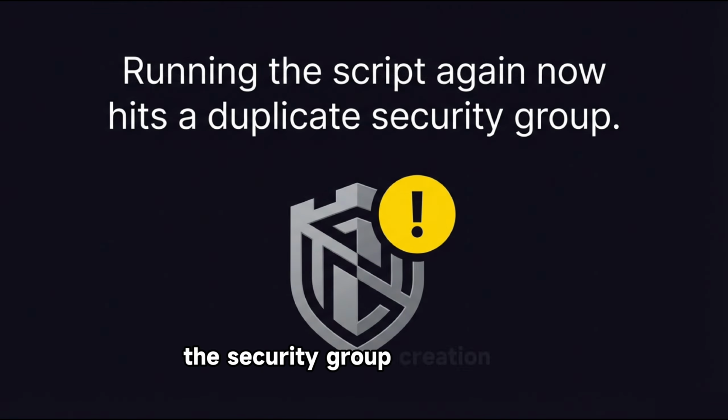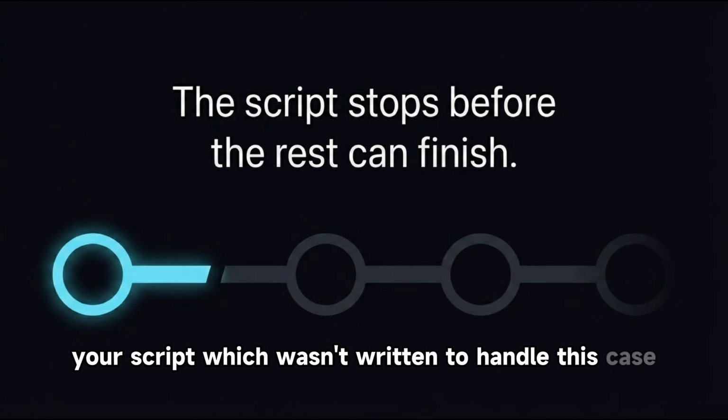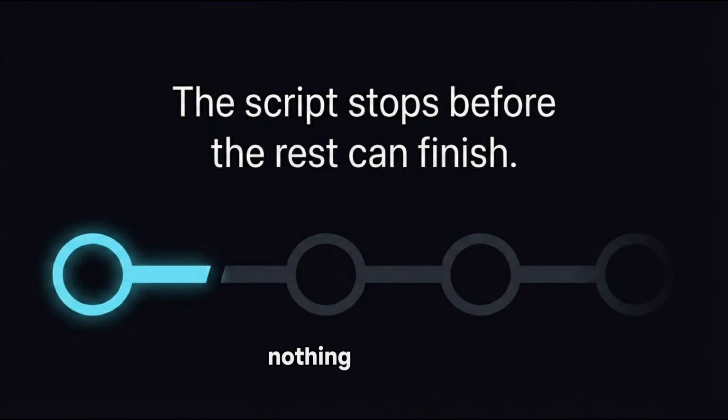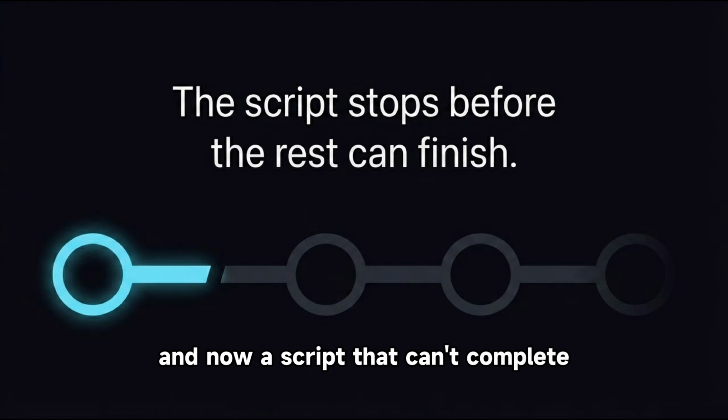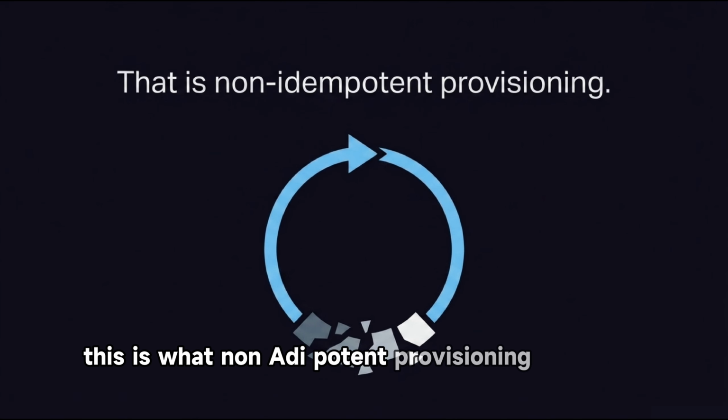The security group creation fails because the security group already exists, and the create command returns an error when it finds a duplicate name. Your script, which wasn't written to handle this case, exits on the error. Nothing else runs. You still have one instance, no load balancer registration, and now a script that can't complete because it fails on the very first step. This is what non-idempotent provisioning looks like.